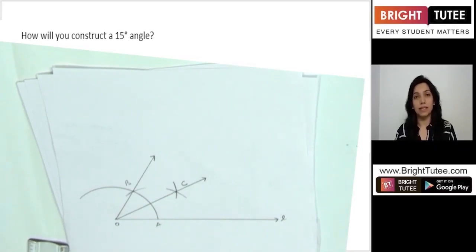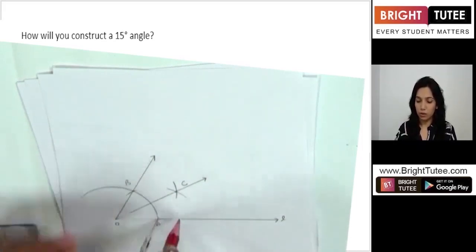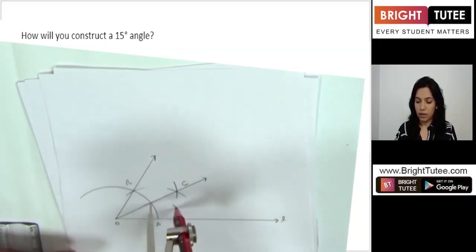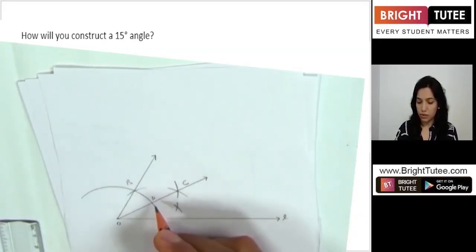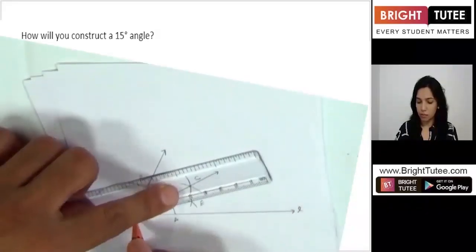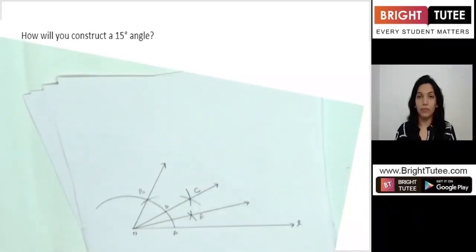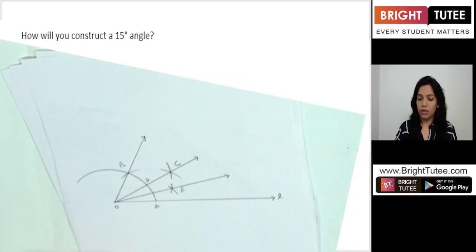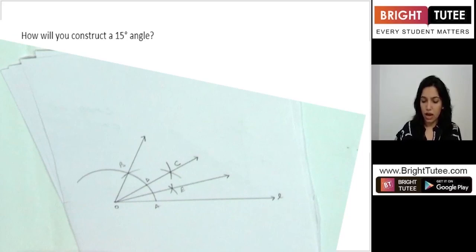Now let us bisect 30 degrees. Let's say this point here is point D. Now we need to open the compass to something more than half of AD. Keeping the point at A, we make an arc over here. Keeping the point at D, we make an arc over here. Now let's join these two points. Let's say this is point E. And what we have got now is angle AOE that measures half of 30, that is 15 degrees.